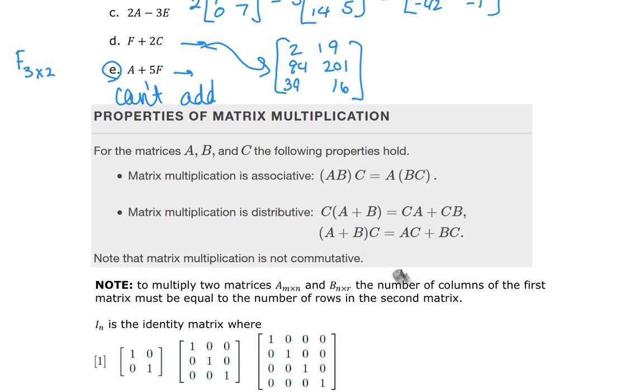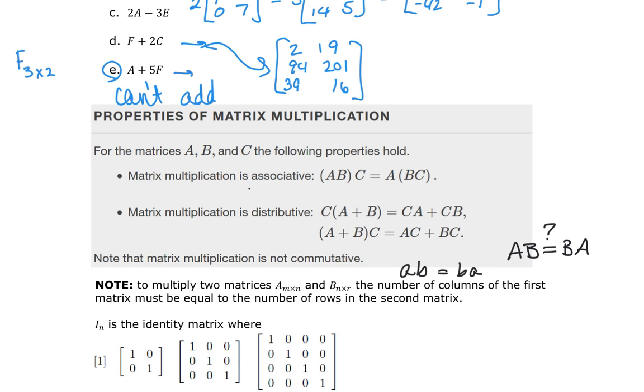Okay, so A multiplied by B is B multiplied by A. That is not true of matrices. So A matrix multiplied by B matrix may or may not equal the B matrix multiplied by the A matrix. So since it isn't always true, then we say that it's not commutative.